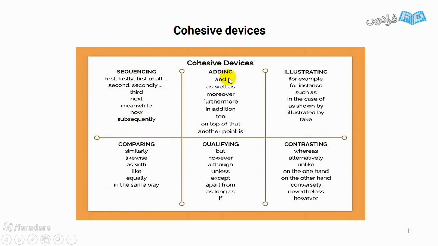Another one is adding. You have said something, and you want to add something to this information. You can use these words. And illustrating. You want to make something clear by giving some examples. You can use these words. Comparing, talking about how similar things are. These words are really useful. Qualifying. Exactly, you want to make something less general. These words. And when you are talking about contrast between two things, use these words.